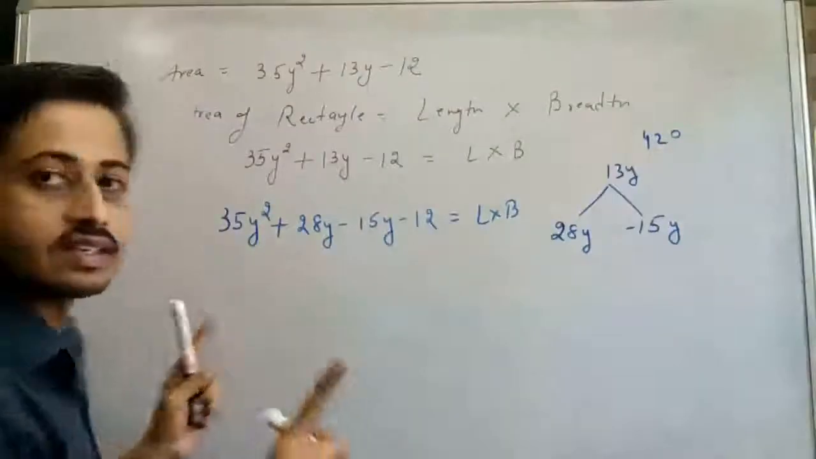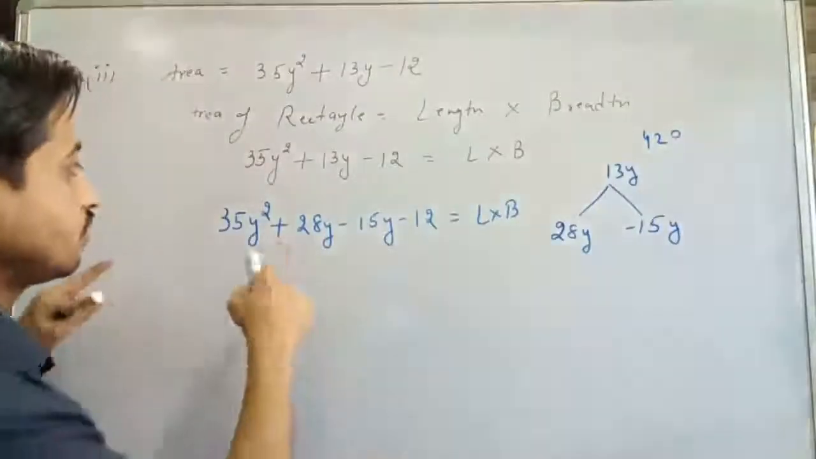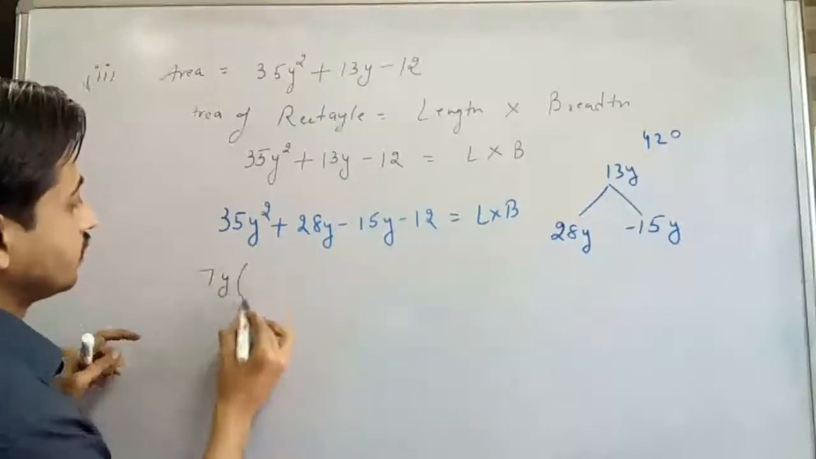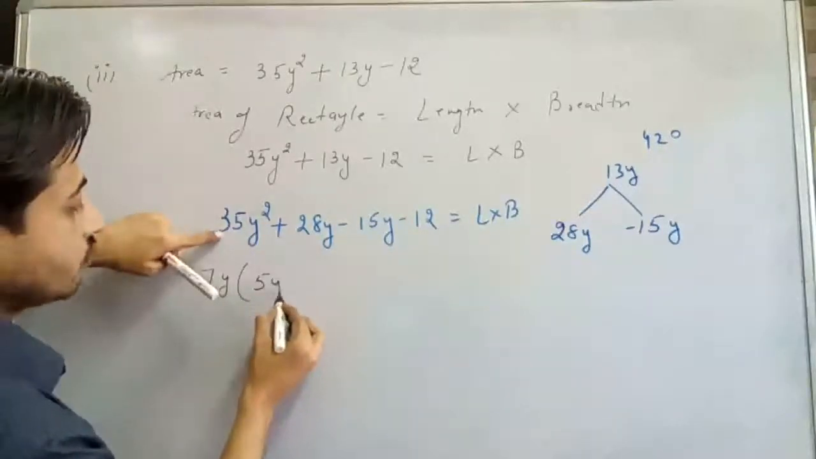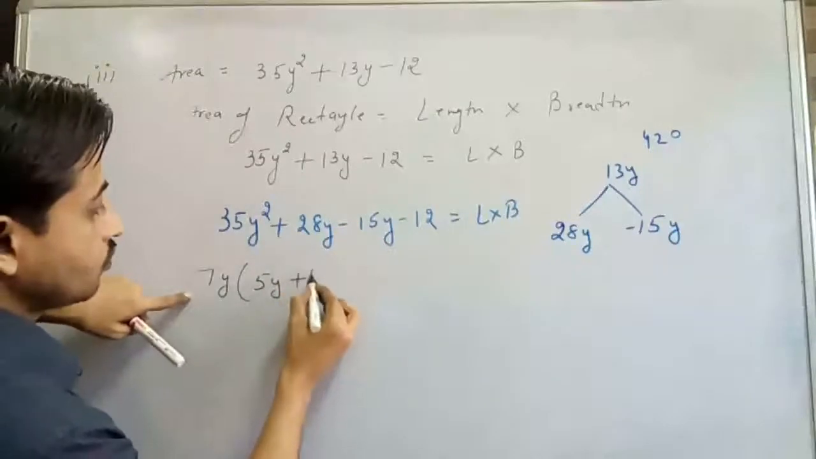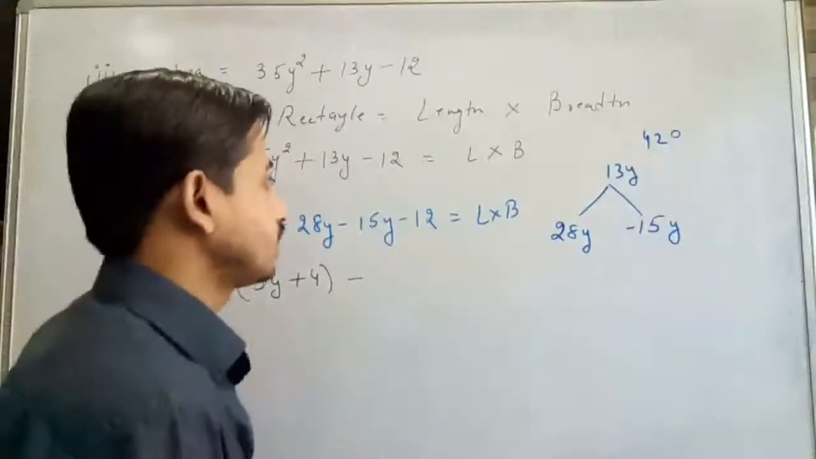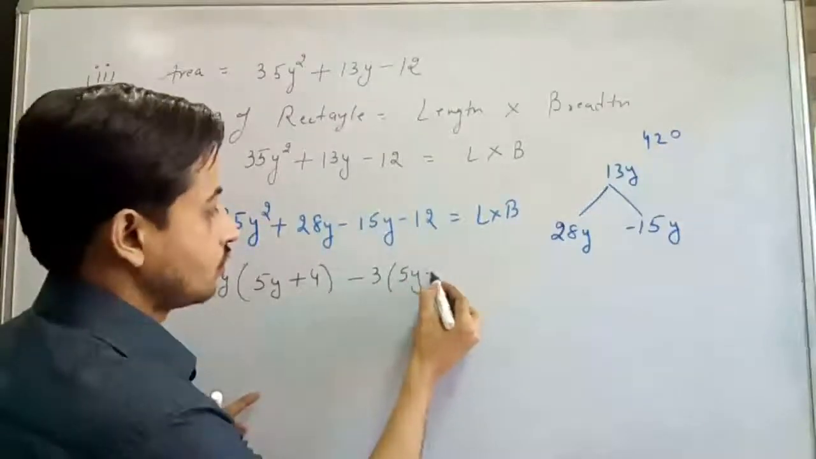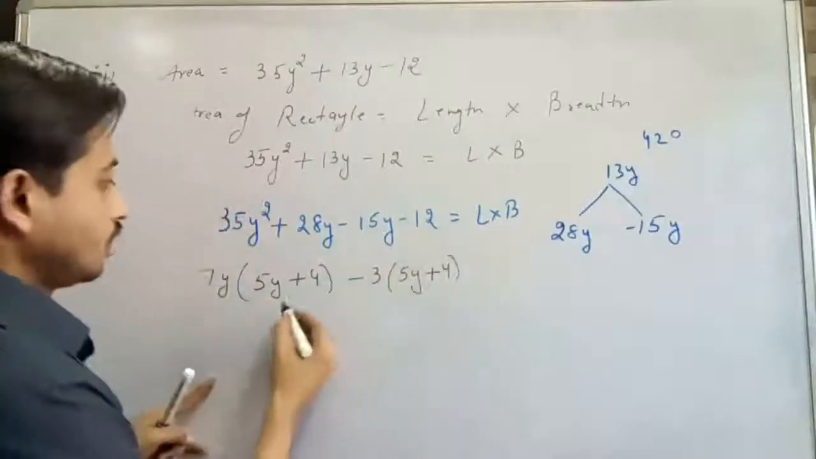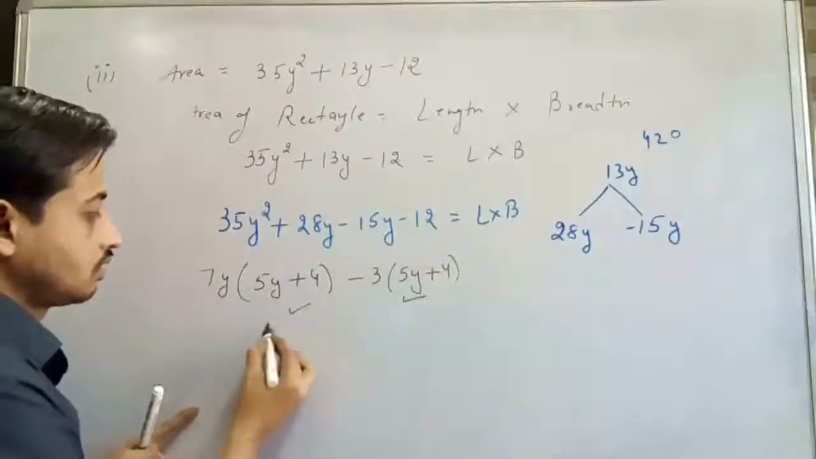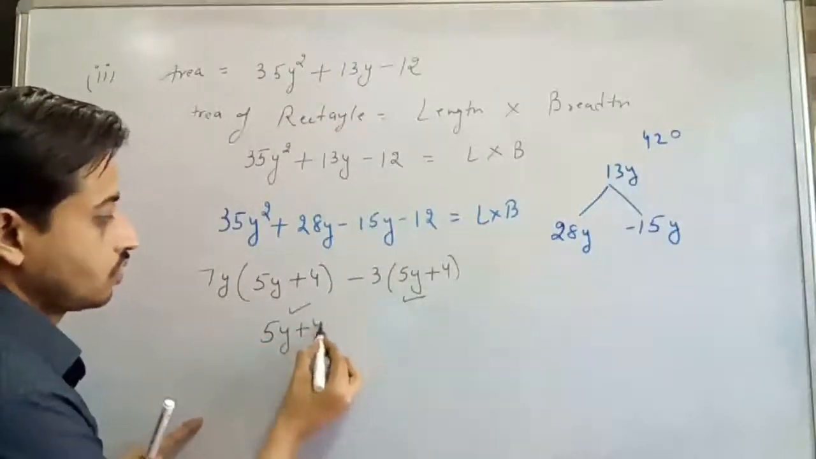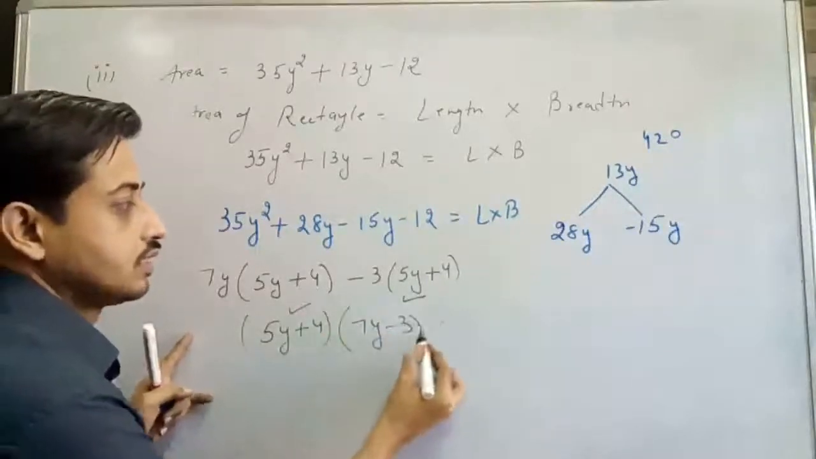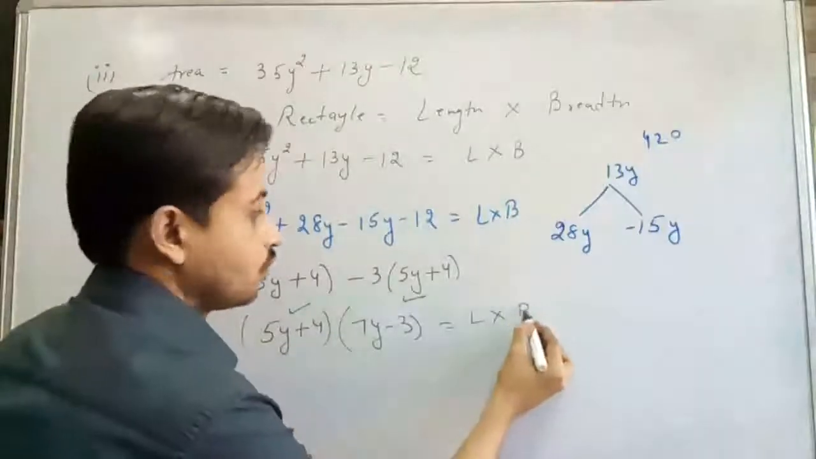Now what are the common factors? 7. 7 into 5 is 35, 7 into 4 is 28. So I am going to take 7y common. 7 into 5 is 35, so we get 5y. 7 into 4 is 28, so we get 4. Here the common factor is 3. 3 into 5 is 15, 5y; 3 into 4 is 12. Now this is the common factor, 5y plus 4, and this becomes 7y minus 3. So this is length into breadth.